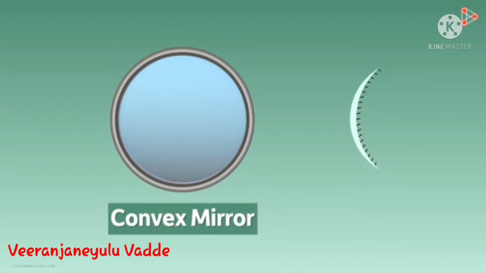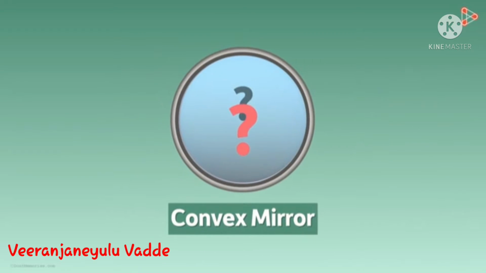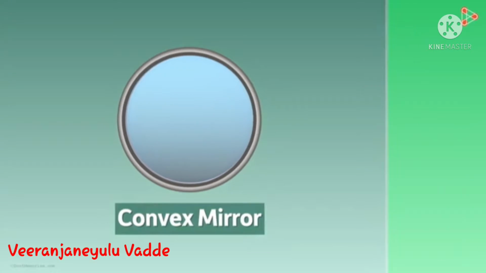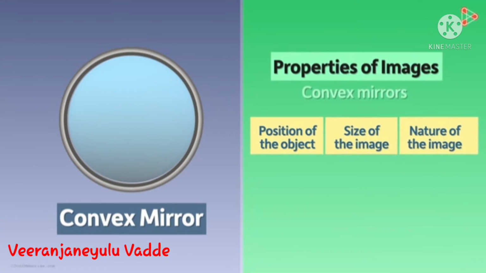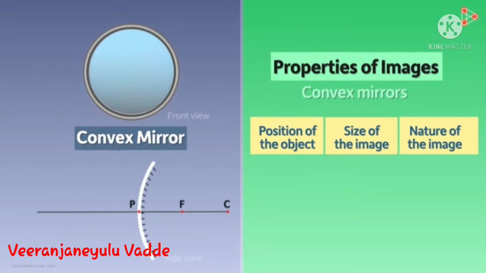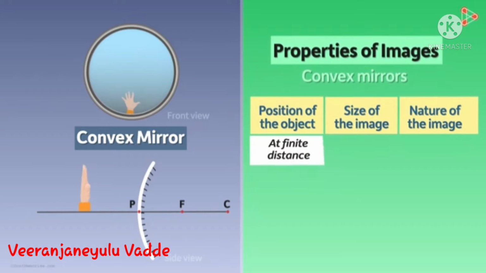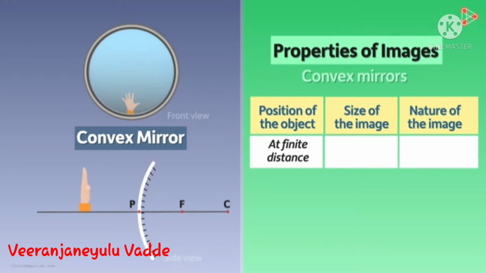The question now is, how does an image formed by a convex mirror look? Without further ado, let's find that out. We will draw a table on the right just like we did for a concave mirror. Here is a convex mirror. Suppose an object is kept at a finite distance away from it. Look carefully at its image formed. Can you orally tell me the properties of the image by just looking at it?